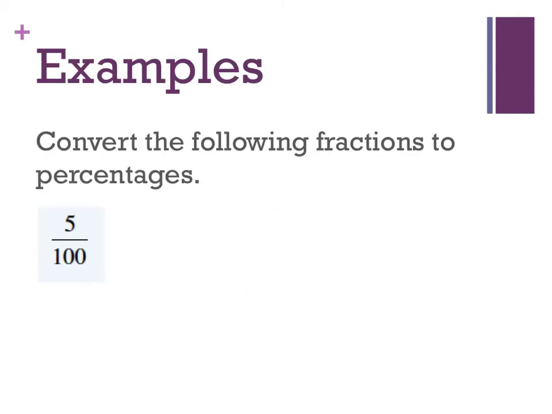Okay, let's look at it the other way. So 5 over 100, and I want that as a percentage. Oh, that's super easy. Percent means out of 100, so 5 over 100 is 5%. Cool.